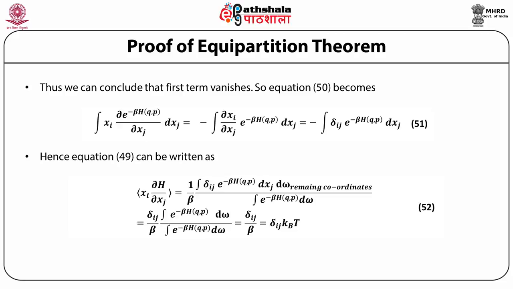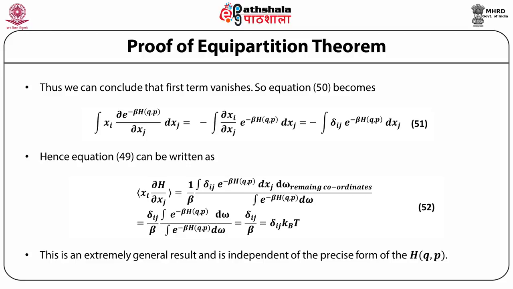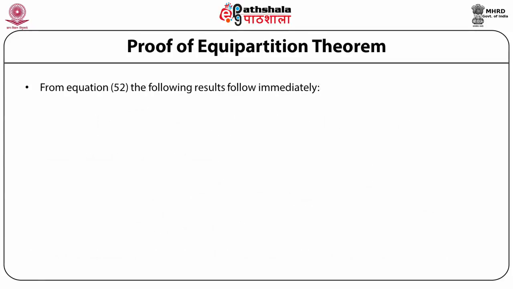which is equal to delta ij multiplied by the integral of e raised to the power minus beta H(q,p) over the whole phase space divided by the integral of e raised to the power minus beta H(q,p) over the whole phase space, which is equal to delta ij upon beta, which is equal to delta ij kBT. This is an extremely general result and is independent of the precise form of the Hamiltonian H(q,p). From equation 52, the following results follow immediately.